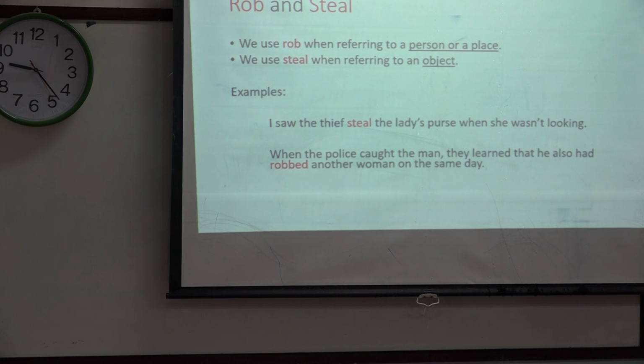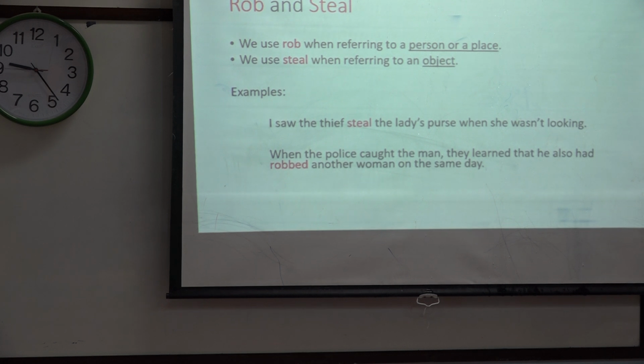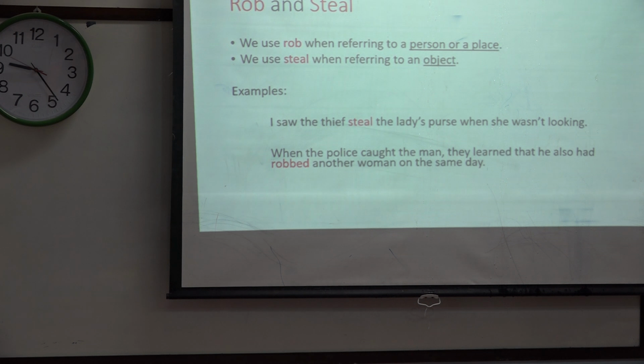Oh, no, I got it backwards. Steal refers to the object. Rob refers to the person or the place. Money is stolen. But if someone steals my money, they will have robbed me of my money. Rob refers to me. Steal refers to the money.